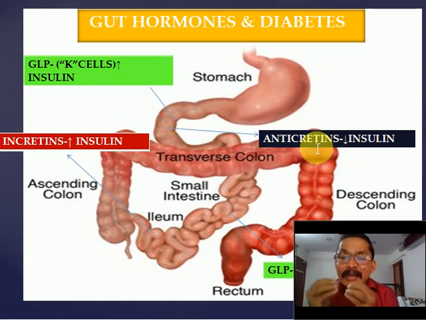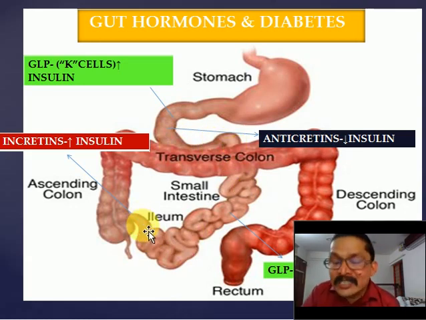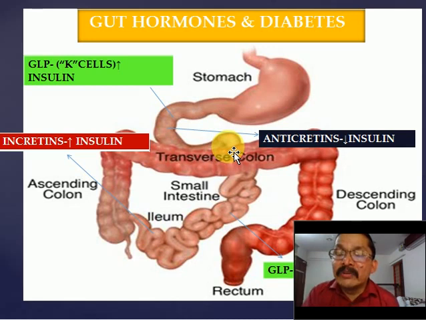So any condition which damages the morphological or histological structure of the small intestine or the second part of the duodenum will damage the specialized endocrine cells present in our GIT. Then incretins and anticretins may not give the proper stimuli to our pancreas. That's why our pancreas may fail to release the required amount, or fail to regulate the release of insulin.